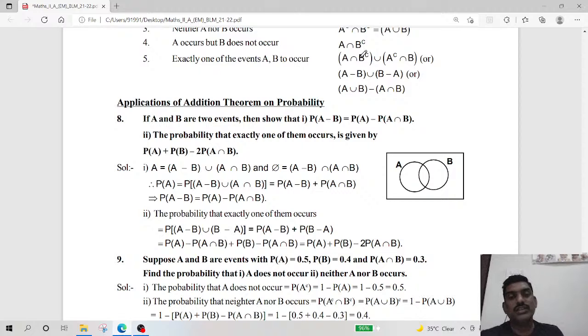Next, the probability that exactly one of them occurs: P of A minus B union B minus A, which is P of A minus B plus P of B minus A. P of A minus B is what? P of A minus P of A intersection B. P of B minus A is what? P of B minus P of A intersection B. So P of A plus P of B minus 2 times P of A intersection B.